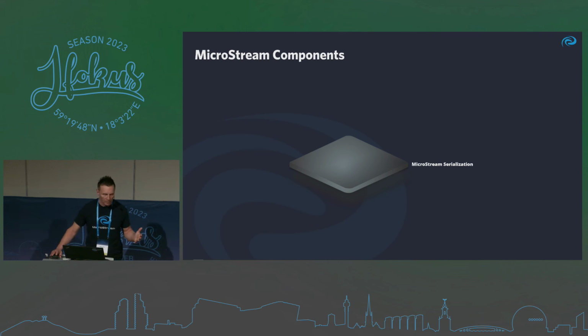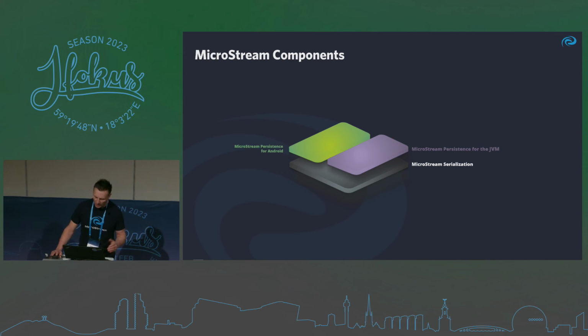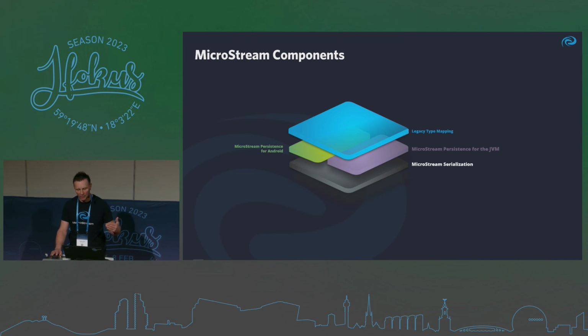You don't have to implement the interface Serializable. You can serialize and store all Java types. This is very important: you don't need any annotations, no superclasses, it's very easy to use. We have an implementation for the JVM and for Android. We have a legacy type mapping that manages the changes of your classes.